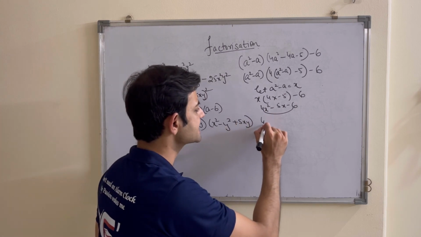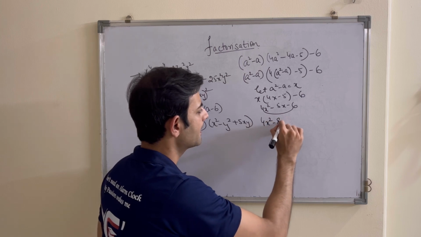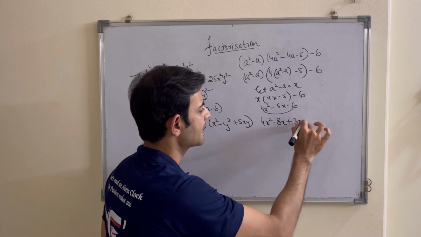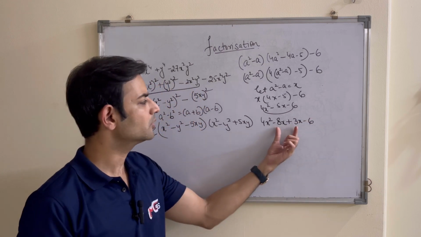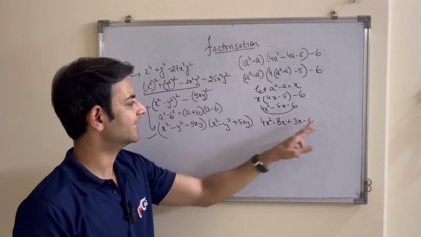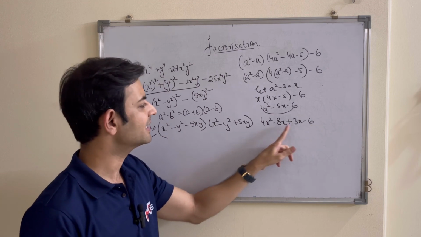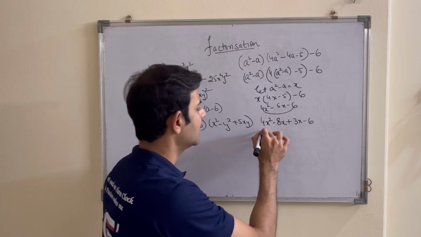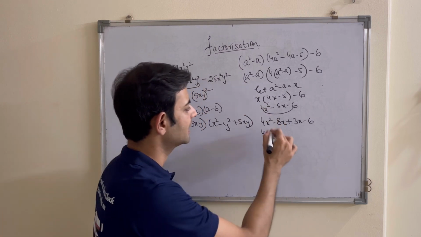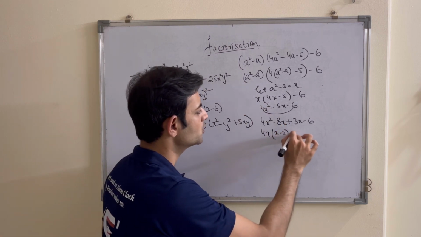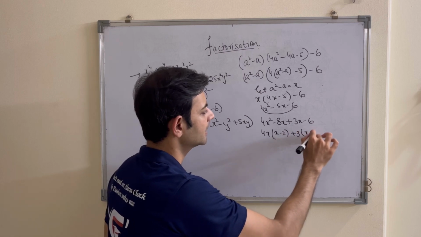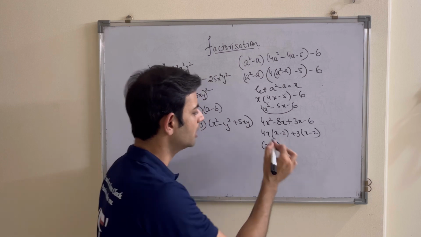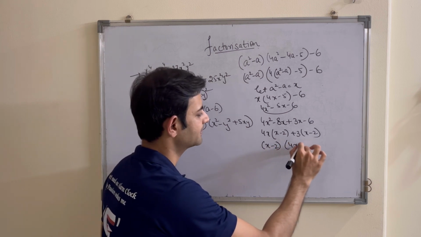I will split this as 4x square minus 8x plus 3x minus 6. So 8 into 3 is 24, which I will get here as minus 24, and minus 8 plus 3 will give me minus 5x. So yes, this works for me. I will take 4x common. We are left with x minus 2 plus 3 common, x minus 2. So here x minus 2 I will take common, and my other part is 4x plus 3.